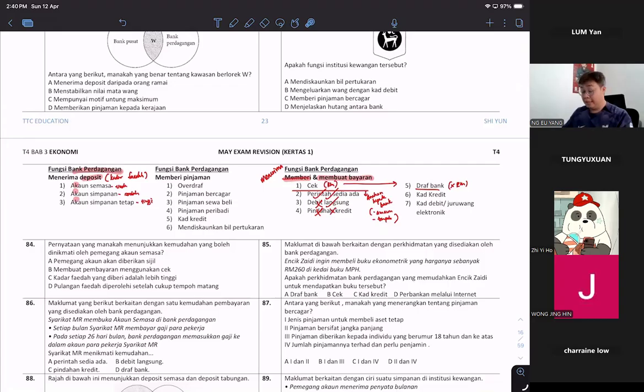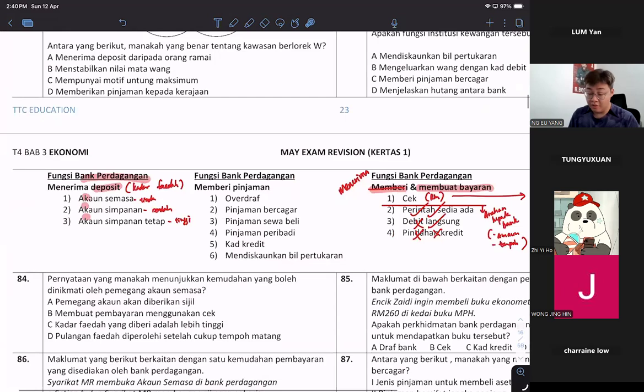Okay, so the last fungsi for bank perdagangan is memberi pinjaman. Actually, we have another fungsi. So it's known as perkhidmatan lain-lain under the bank perdagangan. Later, I'll show you guys from the form 4 bab 3 TDC nota.